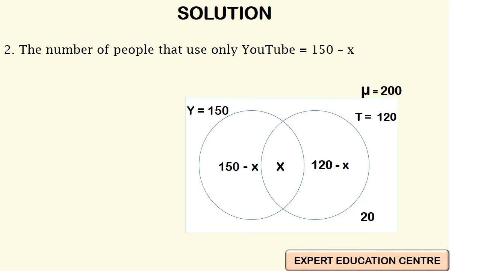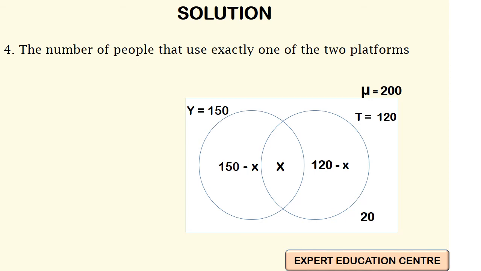Question 2. Find the number of people that use only YouTube. The region 150 minus X represents those that use only YouTube. If we take 90 away from 150, we end up with 60. Similarly, the number of people that use only Twitter, represented by 120 minus X, will give us 30.